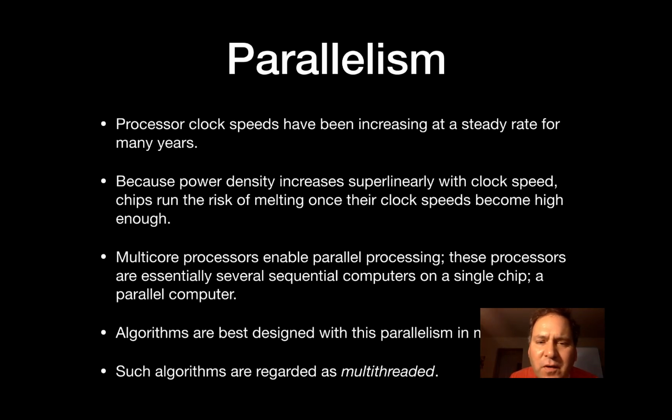Parallelism. Processor clock speeds have been increasing at a steady rate for many years. Because power density increases superlinearly with clock speed, chips run the risk of melting once their clock speeds become high enough. Multi-core processors enable parallel processing. These processors are essentially several sequential computers on a single chip, a parallel computer. Algorithms are best designed with this parallelism in mindset, and such algorithms are regarded as multi-threaded.